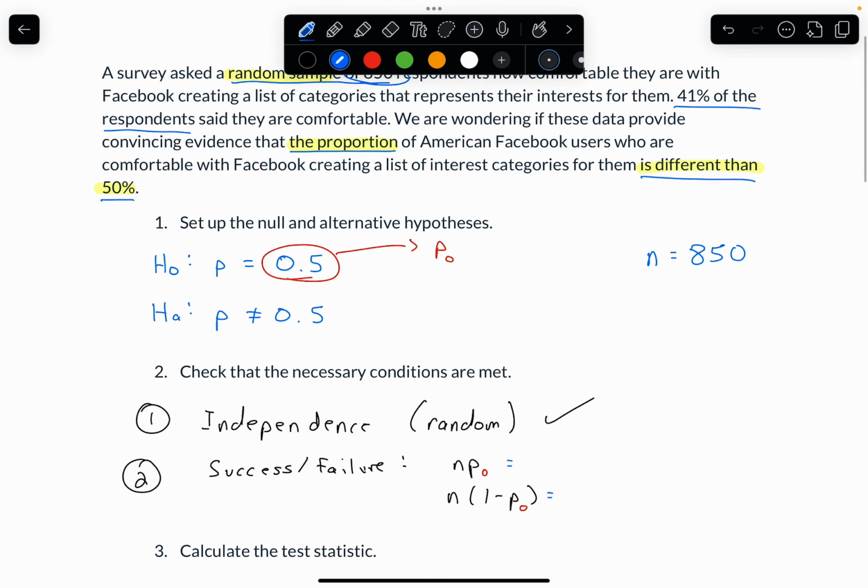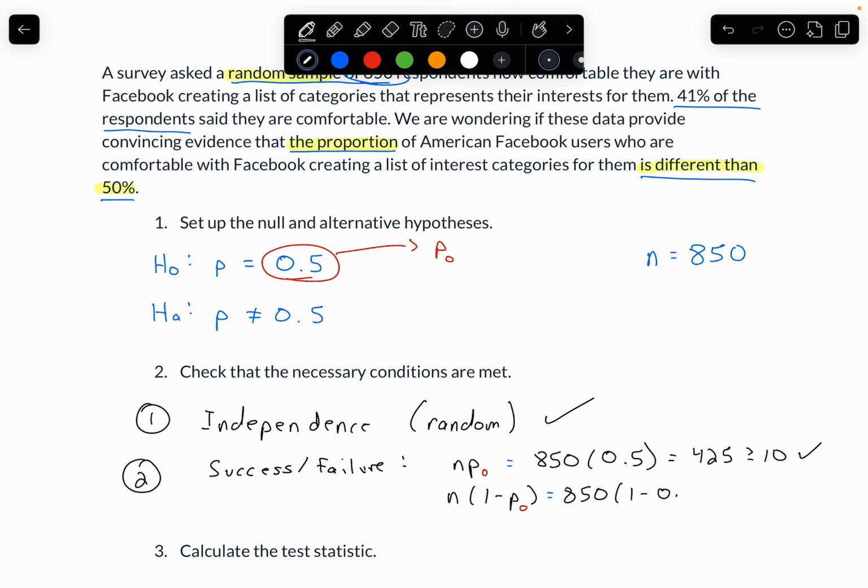So okay, we've got 850 times p naught, we said that was 0.5, so we can grab my handy dandy calculator and say that is going to be 425, which is certainly greater than or equal to 10, so we're all good there. And then 850 times 1 minus 0.5 should also be 425, which is still greater than or equal to 10. So yes, our conditions are met.